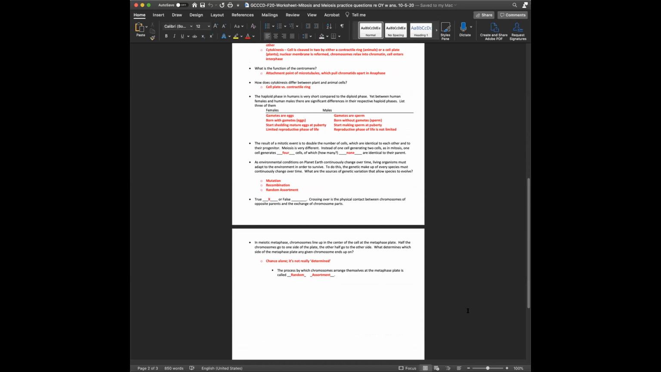And finally, in meiotic metaphase, chromosomes line up at the center of the cell. We've just been talking about this. Half of the chromosomes go to one side and half go to the other. What determines which side they go to? It's chance alone. It's not really determined at all. It's just chance. And that process, that chance determines where a chromosome goes, is called random assortment. Again, a term you need to remember: mutation, recombination, and random assortment.